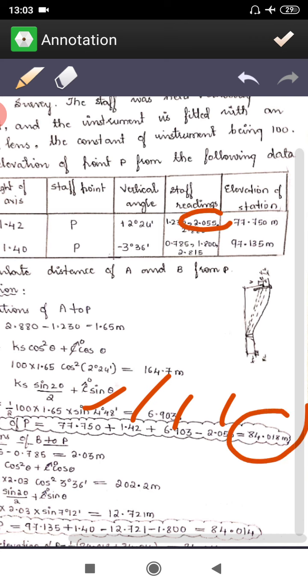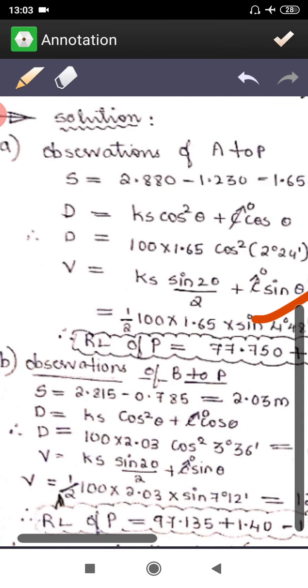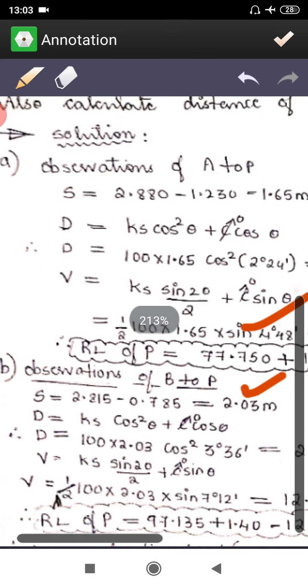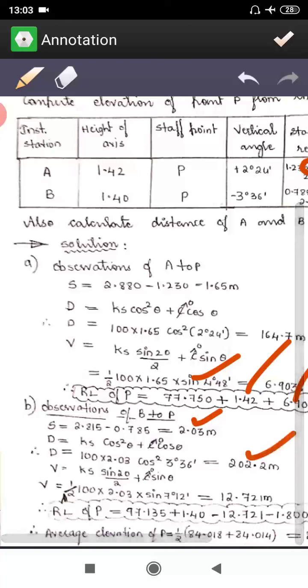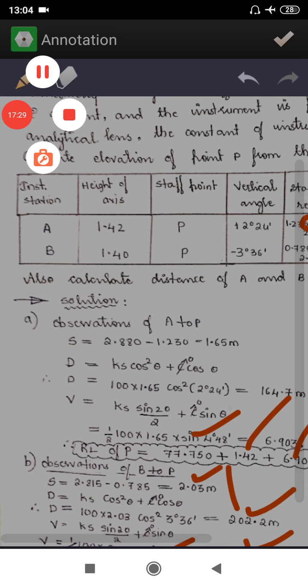Now this central reading 2.005 is going to be your H. Similarly, from the observation from B, what is going to be here: S is equal to 2.03, D is equal to ks cos square theta plus c cos theta. K and c values we know, K is 100, C is 0. Then we are going to have D as 202.3 meter, V as we have got 12.72. Now it is going to be RL of P is equal to 97.135 plus H, that is 2.40, minus V and minus H, what they have given. The minus V and minus H, that you have to understand.